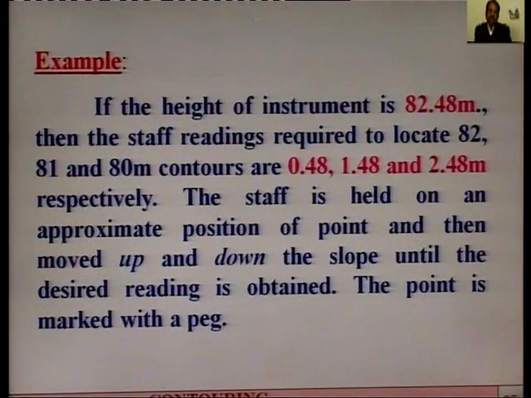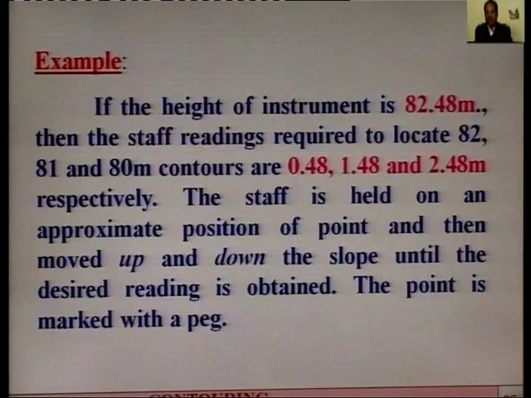Let us take an example. If the height of instrument is 82.48 meters, then the staff readings required to locate the 82 meter, 81 meter and 80 meter contours are 0.48 meters, 1.48 meters and 2.48 meters respectively. These are the readings required for the contours of 82, 81 and 80 meters.